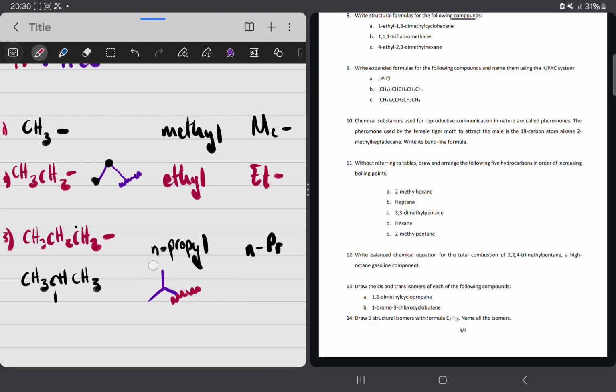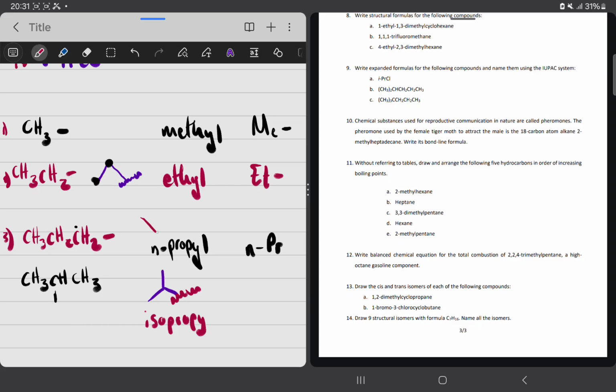That is why it's a propyl. Okay, and when you have it form a Y like this, even though the carbons are only here, you can have it form a Y shape, but the carbons are only here, 1, 2, and 3. So this is what we call the isopropyl. Okay, our normal propyl and N-propyl, when we show it like this.